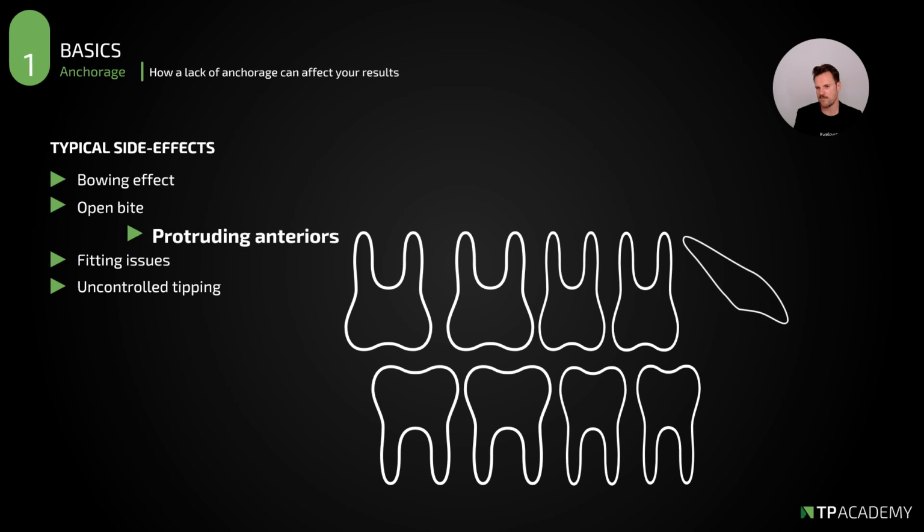Protruding or proclined anteriors. This side effect is also very common when I have too many simultaneous movements in the posteriors. The posteriors are not going to the distal. We have reciprocal forces. We have proclination of the upper anteriors. So it could be that you have a distalization case, but you can see at stage 12, 15, or I don't know, that there is a little gap between the aligner and the incisor edge of the upper anteriors.